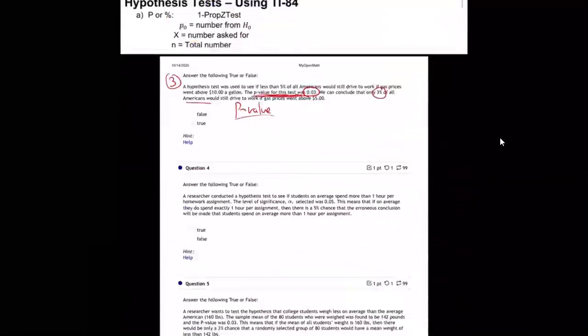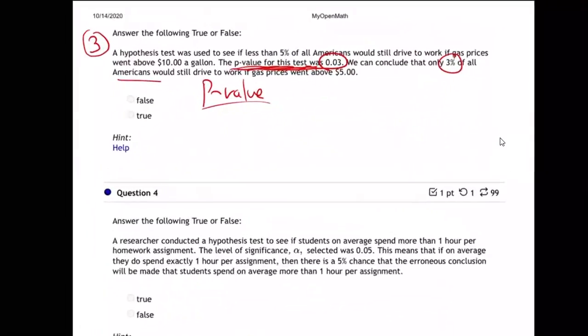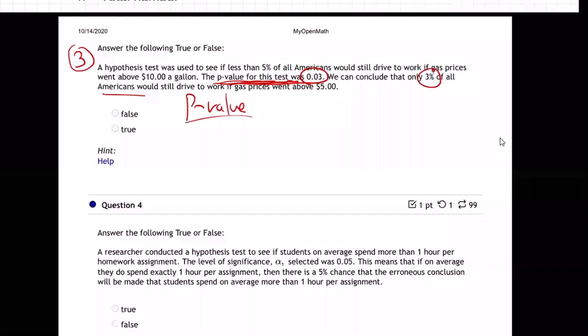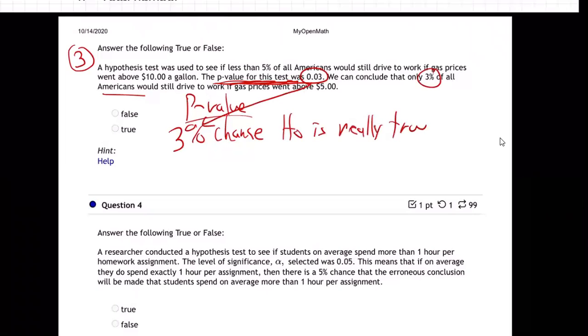Let's write that down here. So that's on your notes. You don't have to guess, but you have to find it and understand it. It's the percentage chance. So in this case, the p-value is 0.03, a 3% chance H0 is really true and results are due to luck.